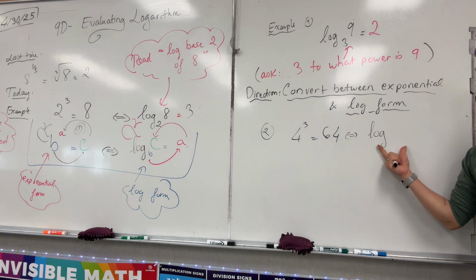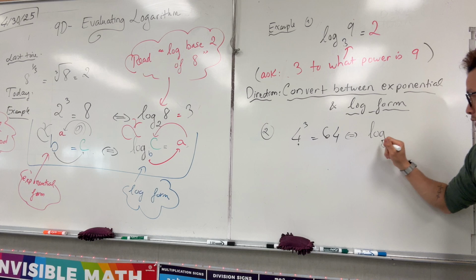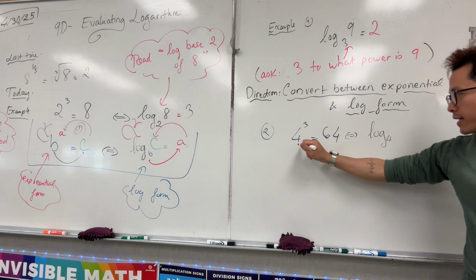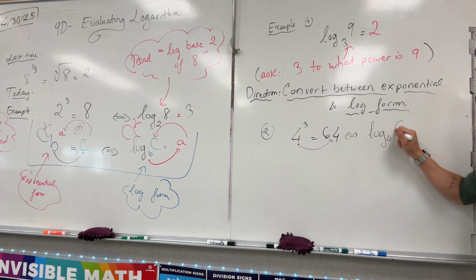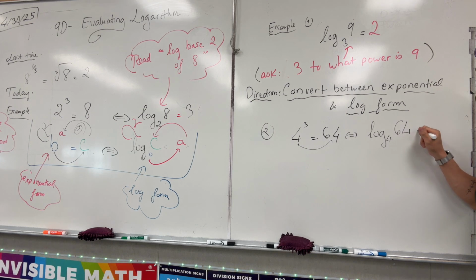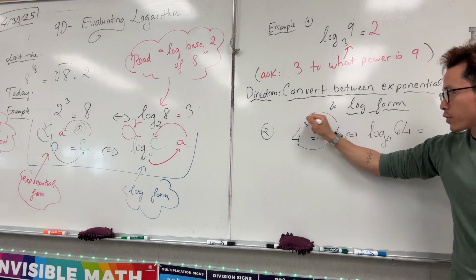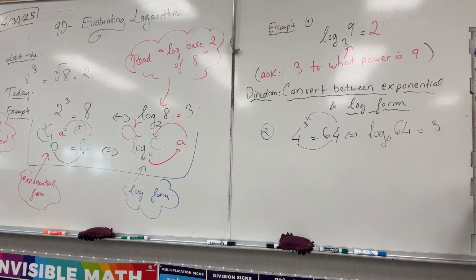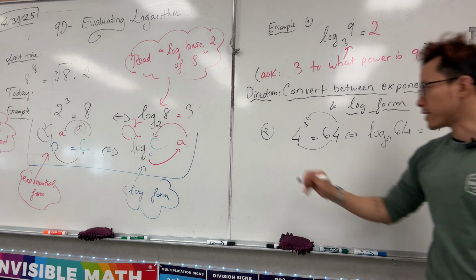All right, how did you convert this? You start with the 4, right? So log base 4, and then you go to the 64. So 64 is a big number. And then equal to, now you go back to the 3, equal to 3. That's how you convert this. Easy? Easy.